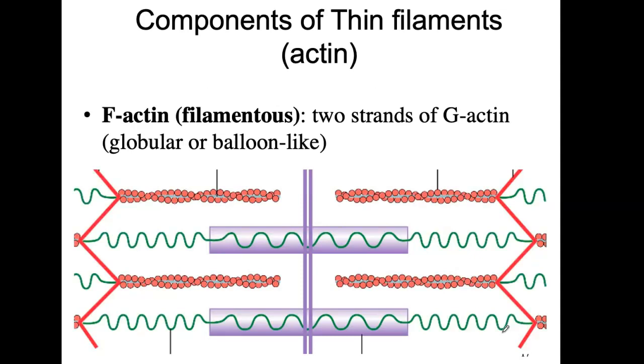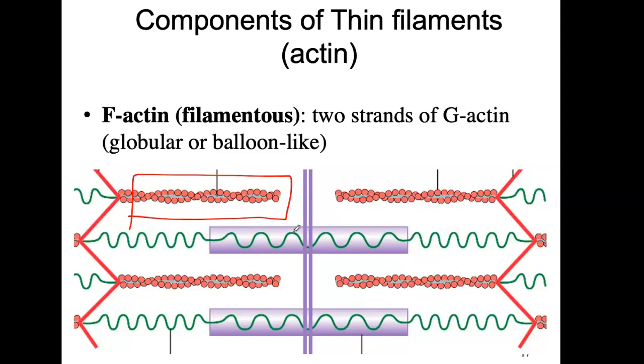Let's look first at the components of the thin filament of actin. Actin is called F-actin or filamentous. So the F is for filamentous. Why is that? Well, because it looks like a filament. And these long filaments is where it got its name.